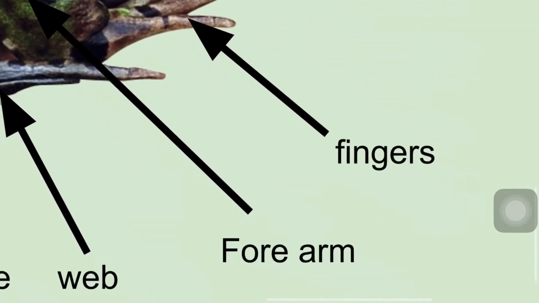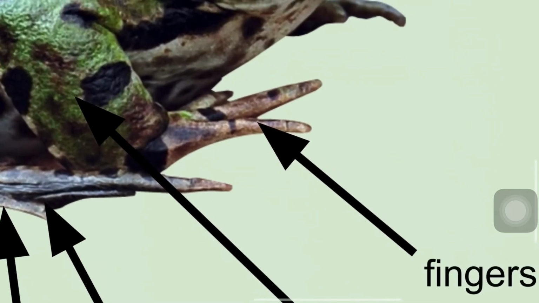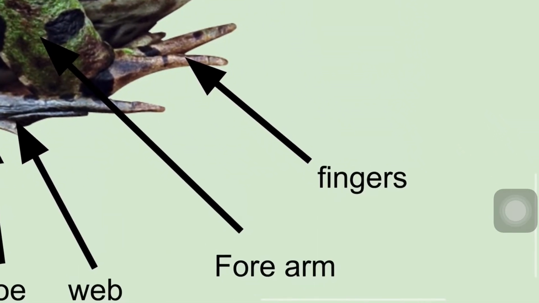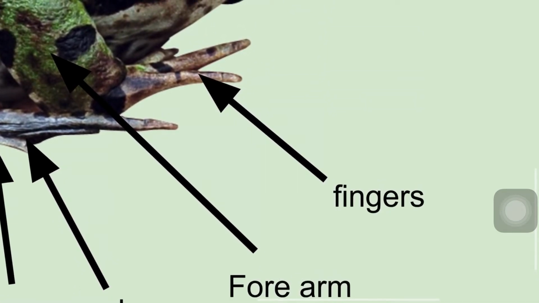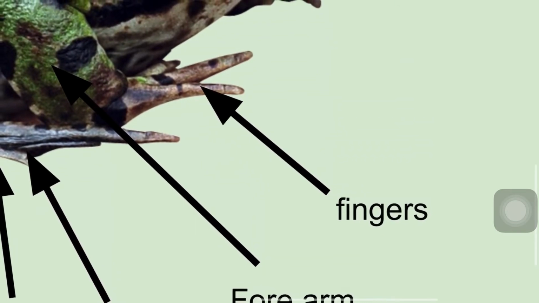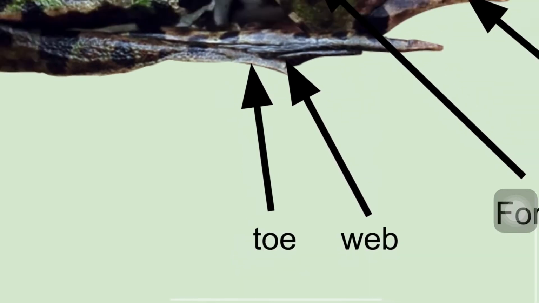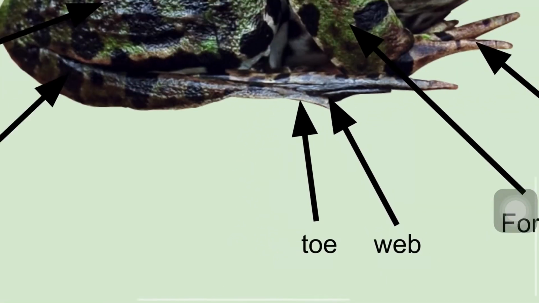And these are their fingers, their forearm, and their upper arm. Frogs use their forelimbs to clean their faces and eyes, and if their prey is not entirely in their mouth, they'll use their arms to push it further into their mouth. And this is their toe and its web. Webbed feet assist them in swimming.